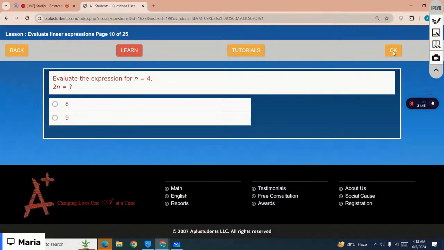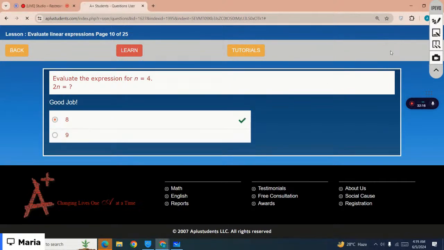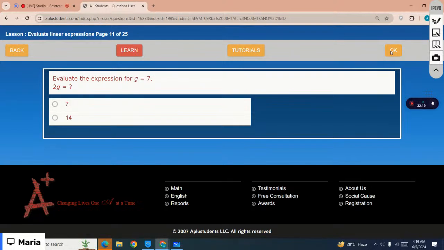Evaluate the expression for n equals 4. So which is the correct option? Very good. 8 it is. 2 times 4 is 8. Okay, you can complete the lesson by yourself later today. Let me just move on to the next lesson.